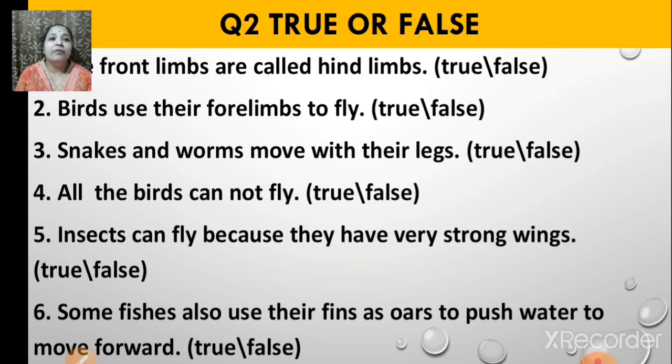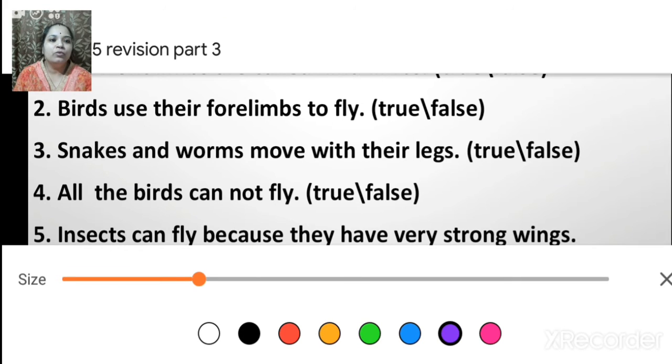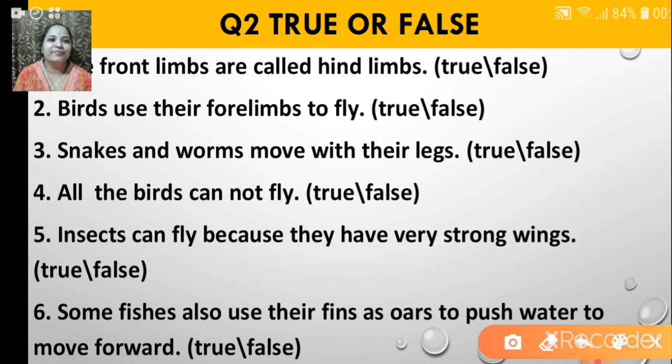So the front limbs are called hind limbs. Is it true or false? That is false, because the front limbs are called forelimbs. Birds use their forelimbs to fly. That is true, because their wings are their forelimbs.